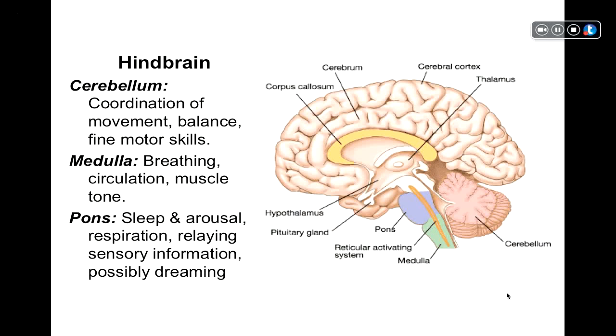The medulla, this structure down here in the green, is responsible for basic biological functions: breathing, circulation, muscle tone, and so forth. So if somebody gets in an accident and they are on a respirator, chances are they've suffered damage to the medulla. If the damage is severe enough, that person will die, unfortunately. The pons is the structure in the purple here: sleep and arousal, respiration, relaying sensory information, possibly dreaming. So as you can see, the structures are specific for various things. None of them does just one thing.